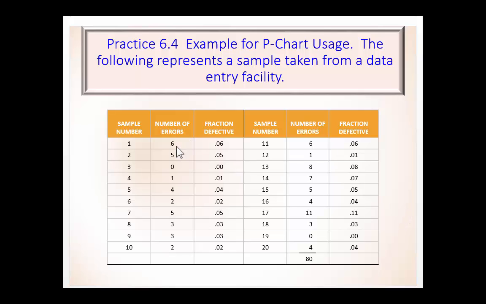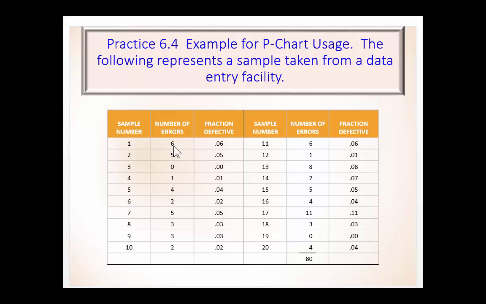And here we have the number of errors. This means that in sample number 1, which remember was 100 units, we found 6 errors. Remember that each one of these 20 samples represents 100 units, and we are interested in the average number of defective units.